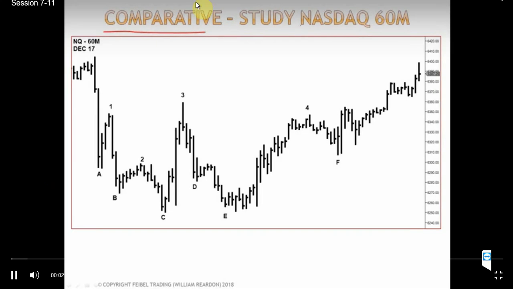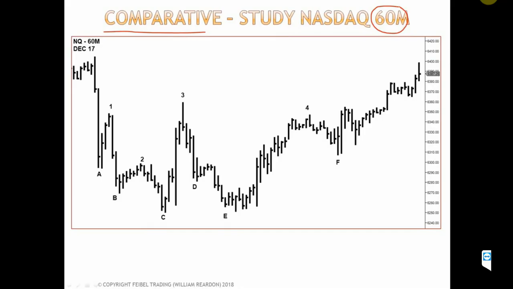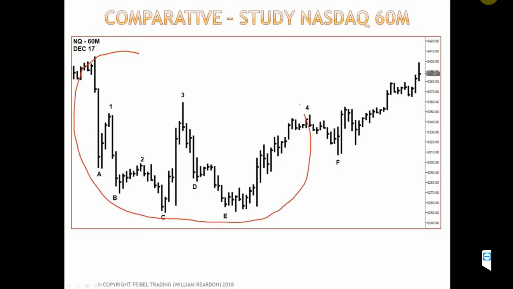Comparative analysis. A good study on the Nasdaq futures on a 60-minute time frame. When we use this form or type of analysis, the first thing we need to do is to take a macro view of the chart. So we don't focus on whether we're here live or here live. We need to take into consideration the whole of the chart, as we do for the majority in this trading methodology.